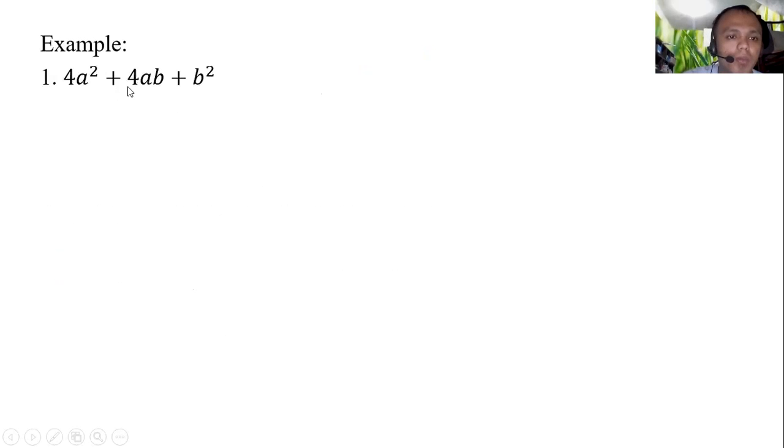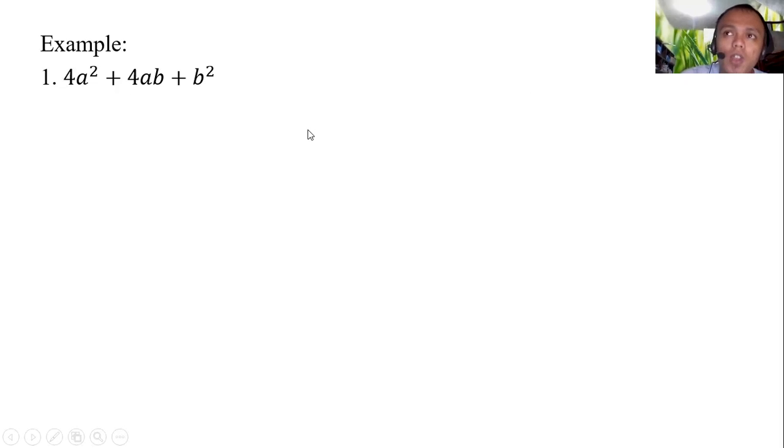Now, let us have an example. You have 4a squared plus 4ab plus b squared. This one is an example of a perfect square trinomial. How do we know that the given trinomial is a perfect square trinomial? First, you look at the first term if it is a perfect square, and then the last term. And then the middle term would be the product of the first term and the last term, times 2.